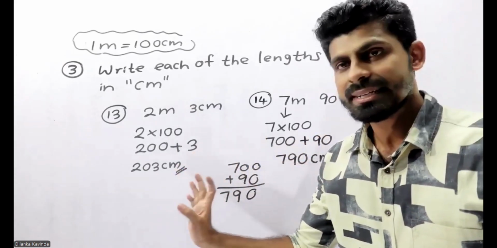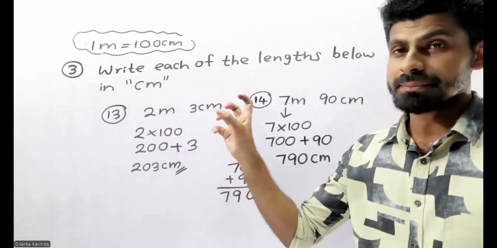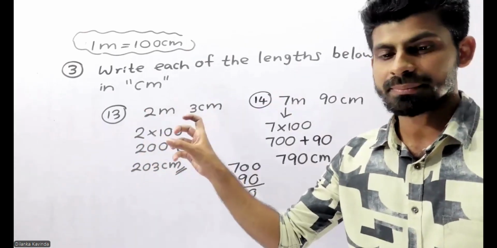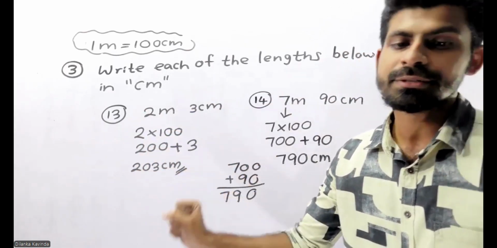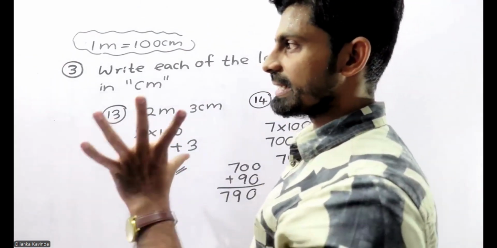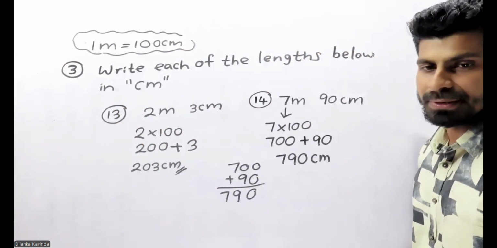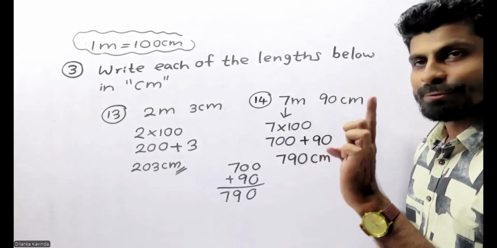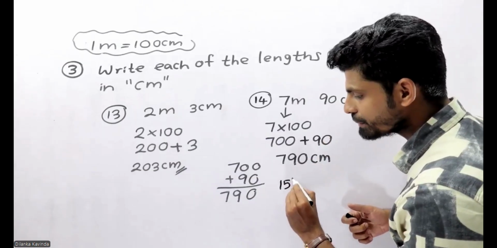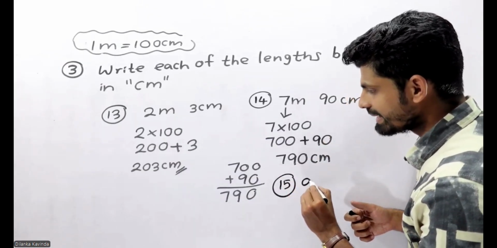How do we convert meters and centimeters to meters? First, we need to convert meters into centimeters, multiply by 100, then we can add all the things together. Okay, understood? Right, very easy. So just try to do this one. I will give you one more easy question. Just try to do this one by yourself.